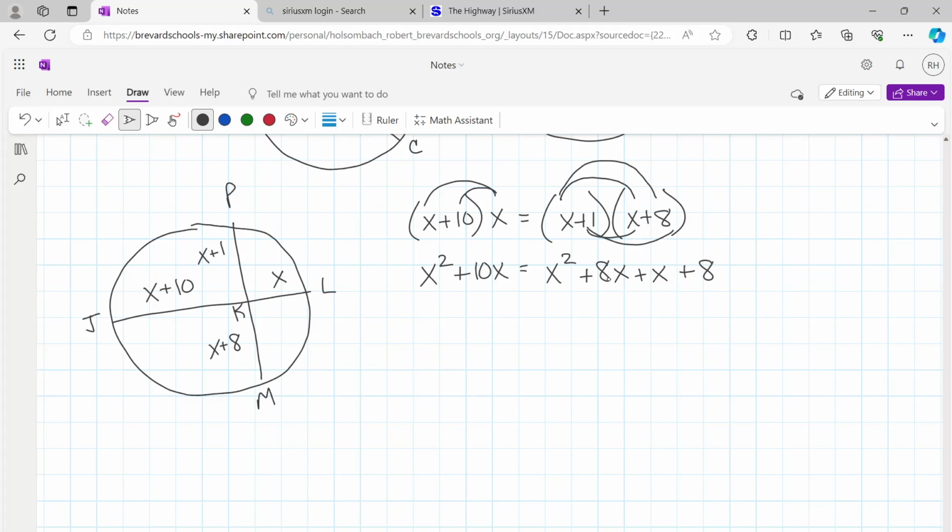Next step is to combine the 8x and the x in the middle of this product. So on the left-hand side, we've still got our x squared plus 10x. On the right-hand side, we have x squared plus 9x plus 8. So when we've got an x squared on the left-hand side and an x squared on the right-hand side, you can cancel those out.